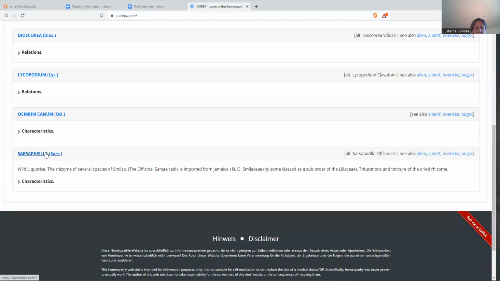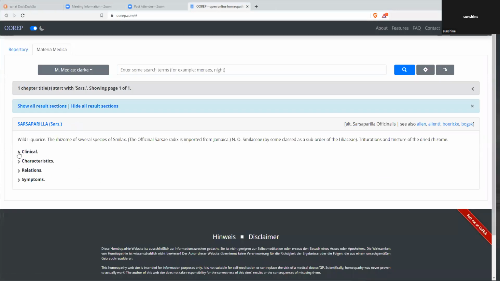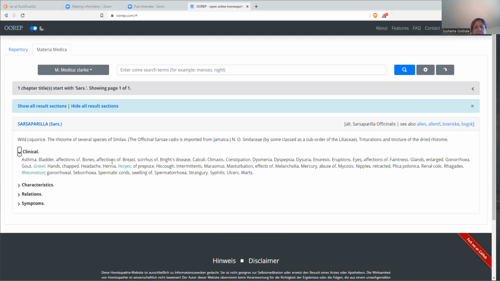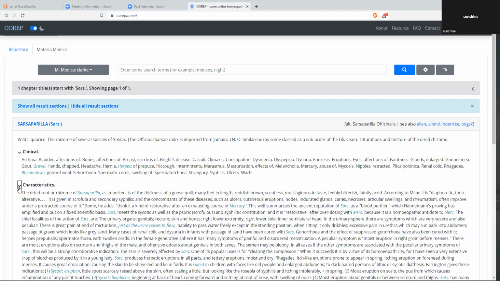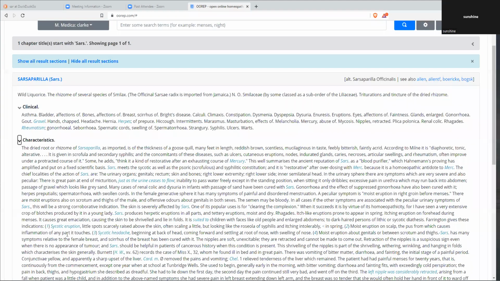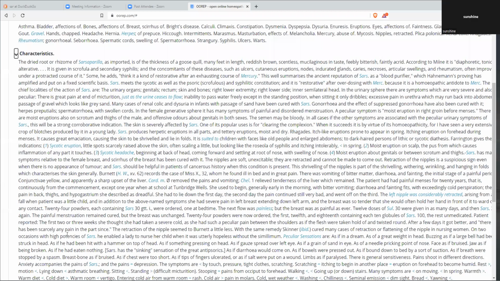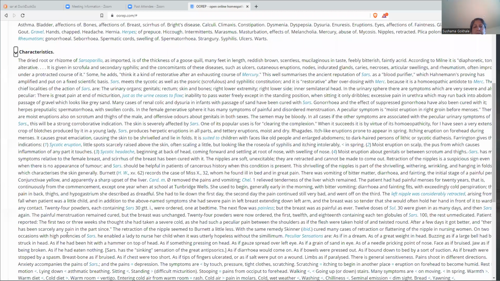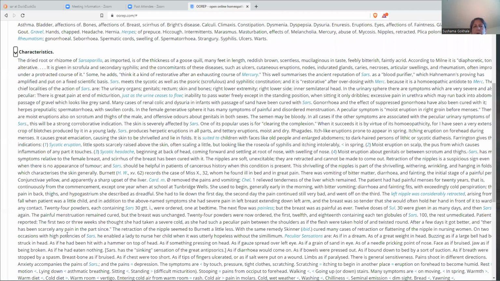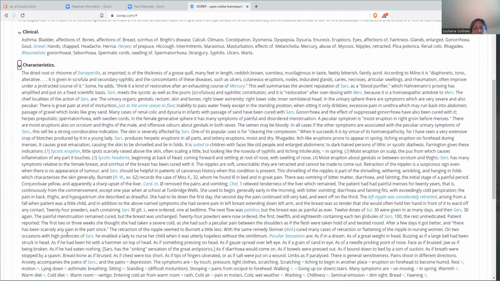Here we go. Okay. And so clinical aspects are asthma, bladder, affections of bones, cirrhosis, Bright's disease. Bright's disease is kidney disease, kidney calculi, constipation. So these are sort of the clinical names of these things. Characteristics of the remedy are like this, and the herb. And here Clarke describes what it does in homeopathic terms. So this is worth reading because it's so fascinating.